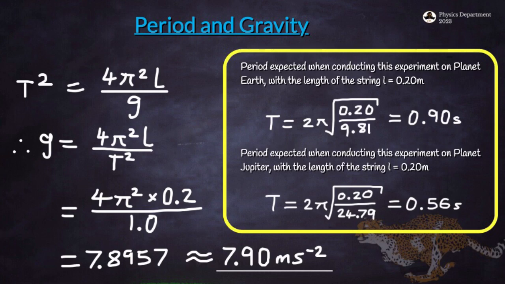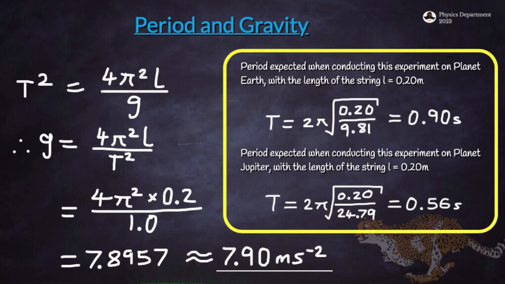So in our case, if we start with the Earth one, we get 0.90 seconds if we plug in the values. If we use the one for Jupiter, it will be 0.56 seconds. So if we compare it with the one for our example, because we used T squared is 1.0 seconds squared, what we can just do to find the time in seconds is say the square root of 1, which is basically 1, because 1 times 1 is equal to 1, so the square root of 1 is equal to 1. So it's 1 second, 1.00 seconds.